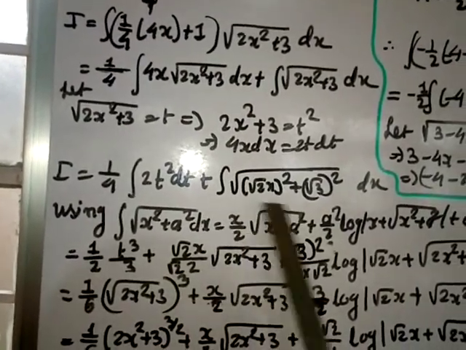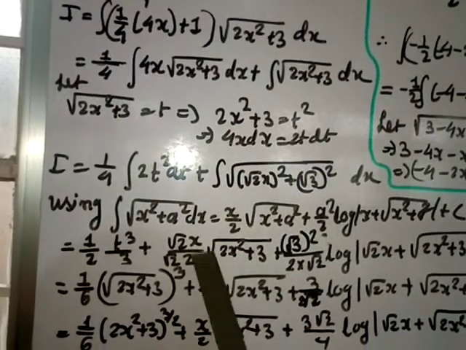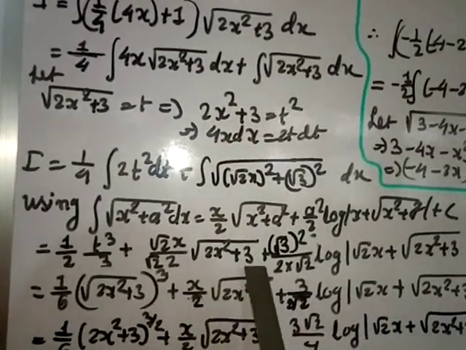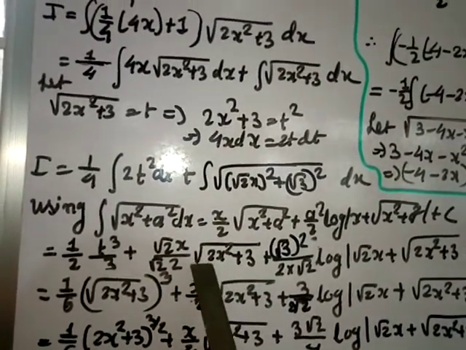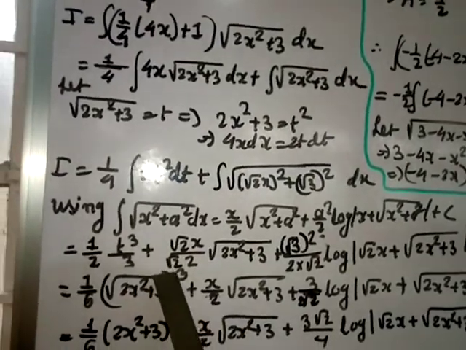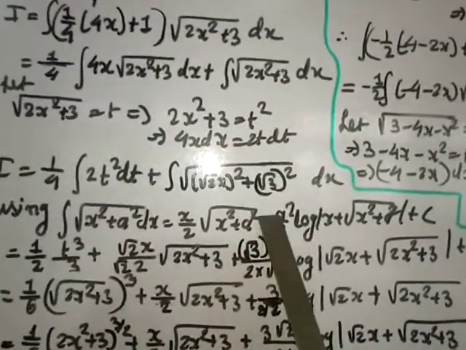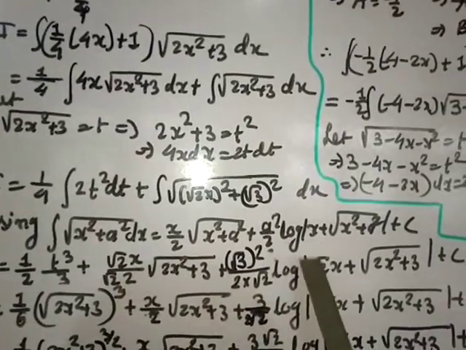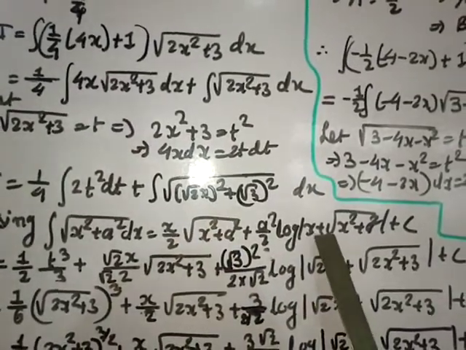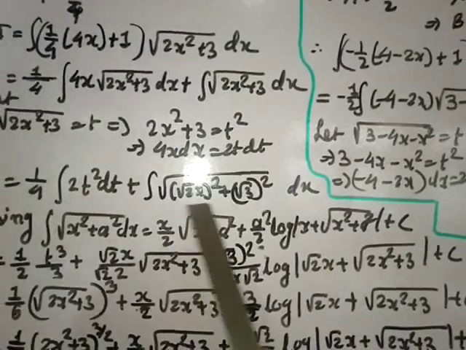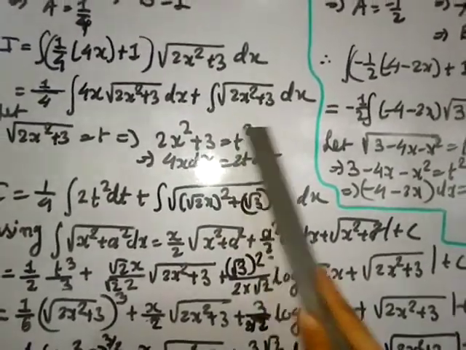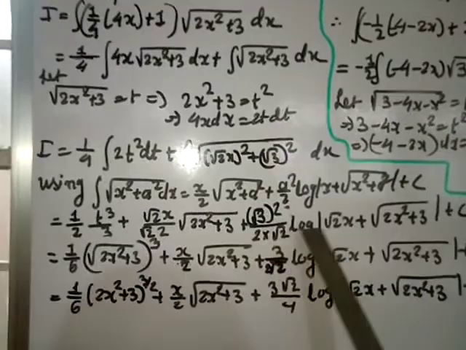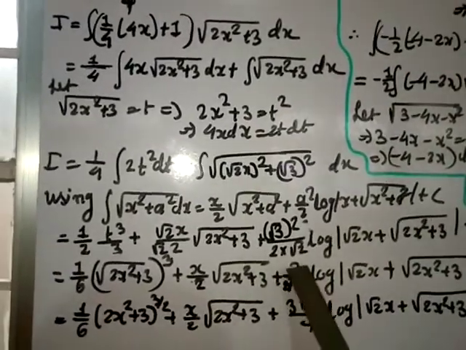So x is what? This is root 2x divided by 2, times square root of x square plus a square. So I am writing this square root of 2x square plus 3. The coefficient of x is root 2, so I have to divide by root 2. Plus a square, a square is root 3 square, divided by 2 log of x, where x is root 2x, plus square root of x square plus a square. That term is nothing but this, so I am putting this value, plus c. And here also the coefficient of x is root 2, so divide by root 2.